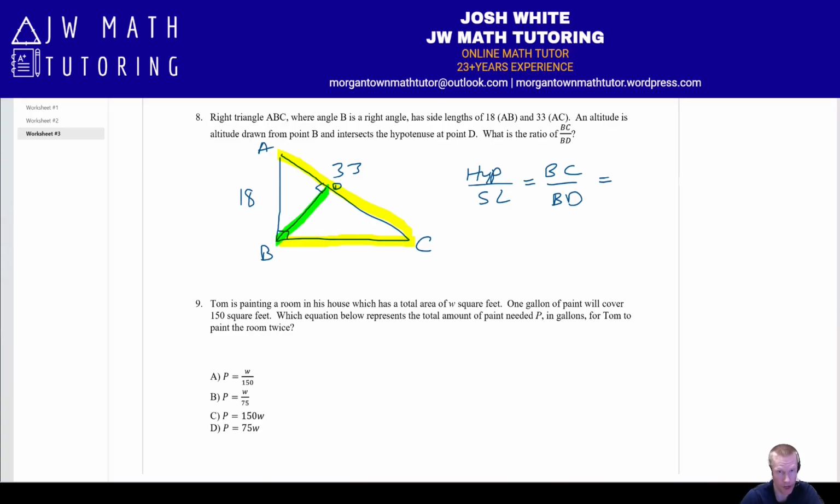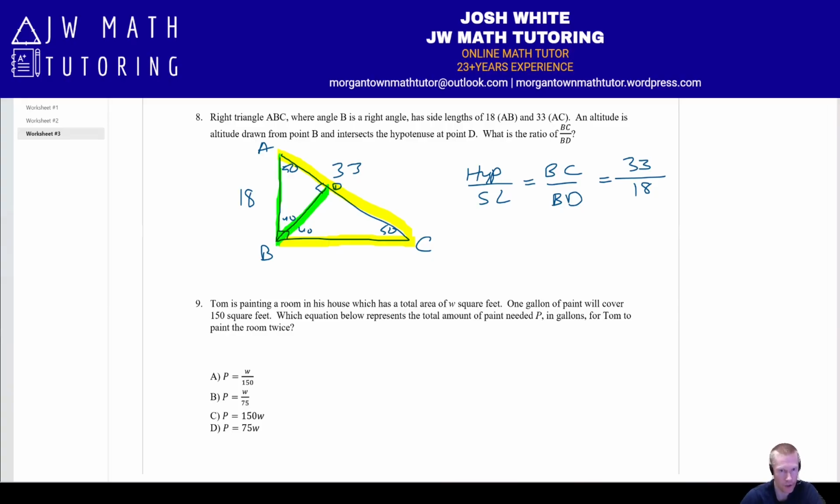That corresponds to AC, which is 33. And then AB, the shorter leg, right here, in the overall triangle, corresponds to BD. So it's basically just 33 over 18. And if you weren't sure about that, again, these are just made-up angle measures, just for the purposes of this demonstration. We'll get the actual angle measures next when I show an alternate method to solve this.